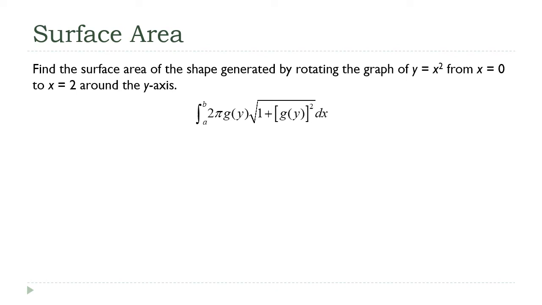So what I want to do here is take a parabola, y equals x squared, and rotate it around the y-axis. I'm going to do this from x equals 1 to x equals 2. So I'm going to get kind of a washer kind of thing here. All right, and I'm doing this around the y-axis.